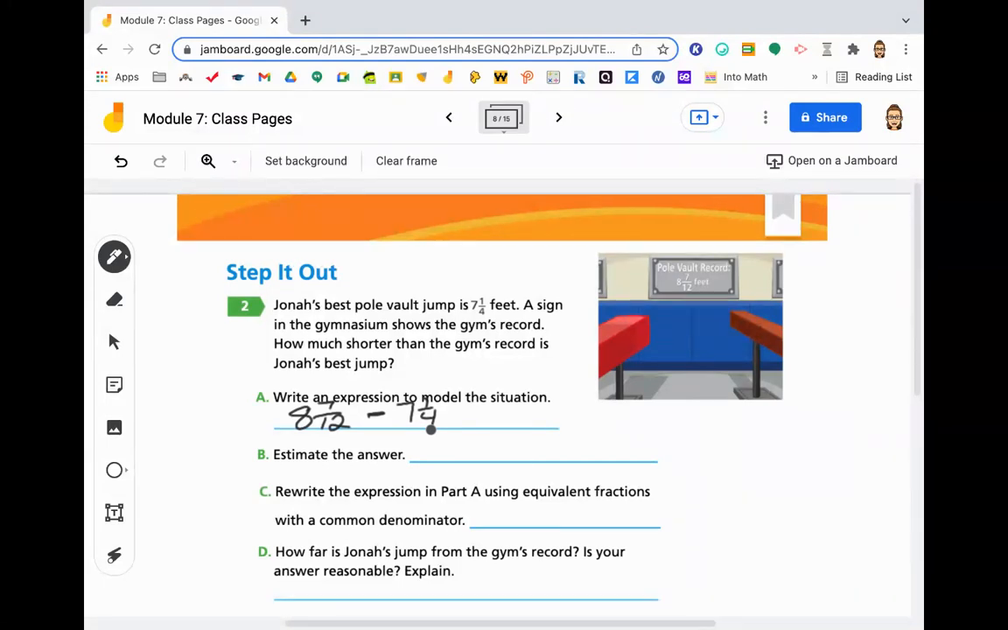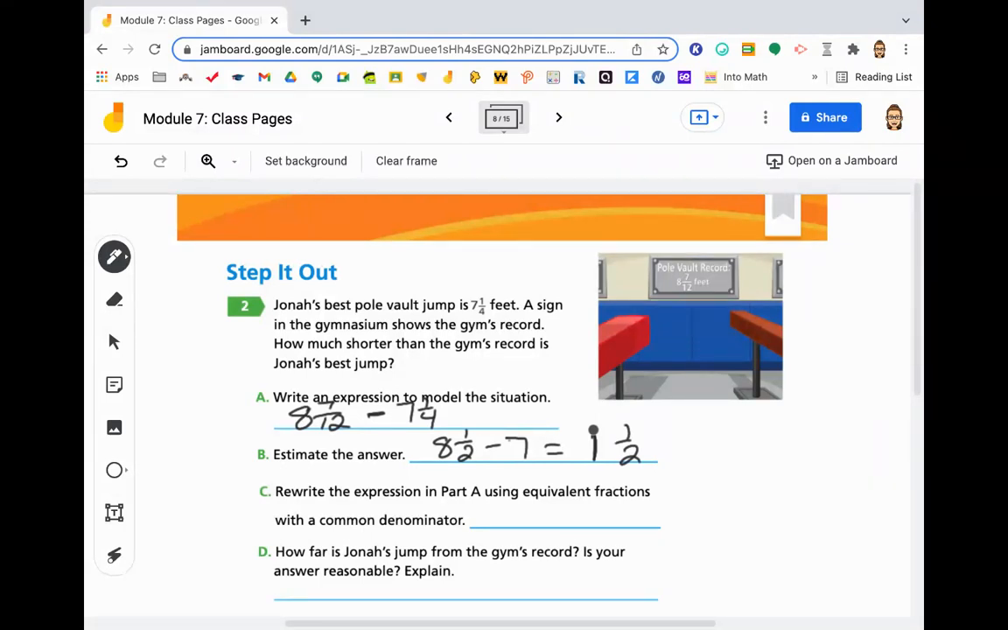Estimating the answer. Well, 8 and 7/12 is close to 8.5. And 7 1/4, again, the 1/4 could go either way, but we're going to make it easy and just make it 7. So my half is going to stay, and 8 minus 7 is 1. So 1.5.